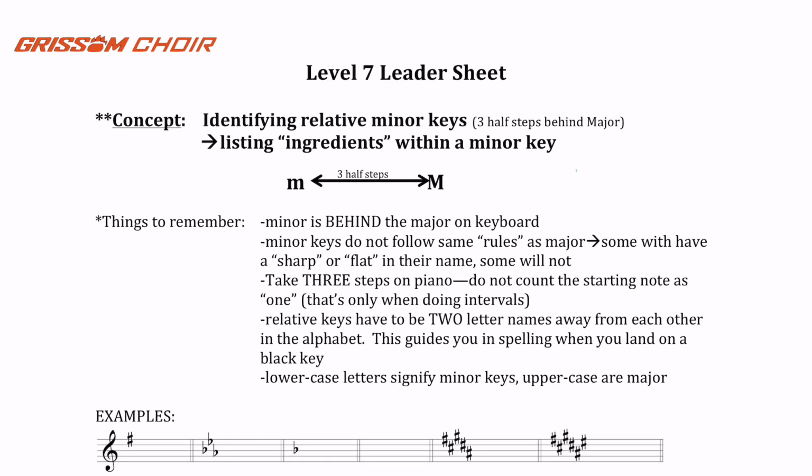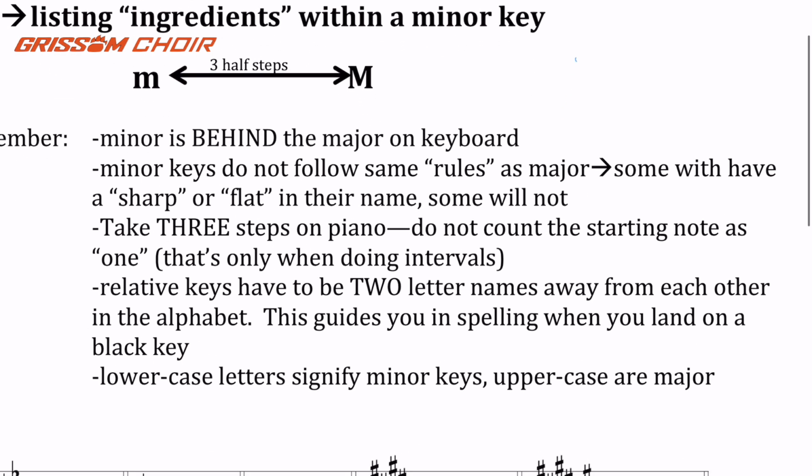So, a relative minor key is 3 half steps behind, below, or to the left of the major. So things to remember: minor is behind the major on a keyboard, on a piano. Minor keys do not follow the same rules as major, meaning that some will have a sharp or flat in the name, some will not. We always take 3 steps on the piano away. Do not count the starting note as 1. We only count the starting note as 1 when we are talking about intervals and not the minor and major keys.